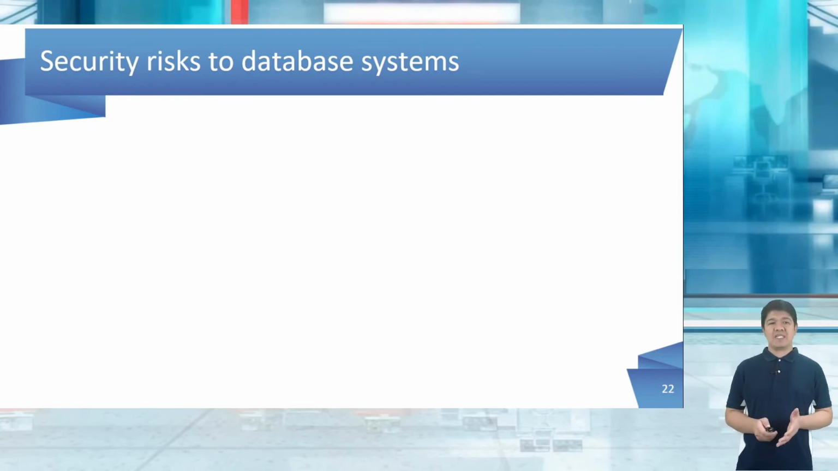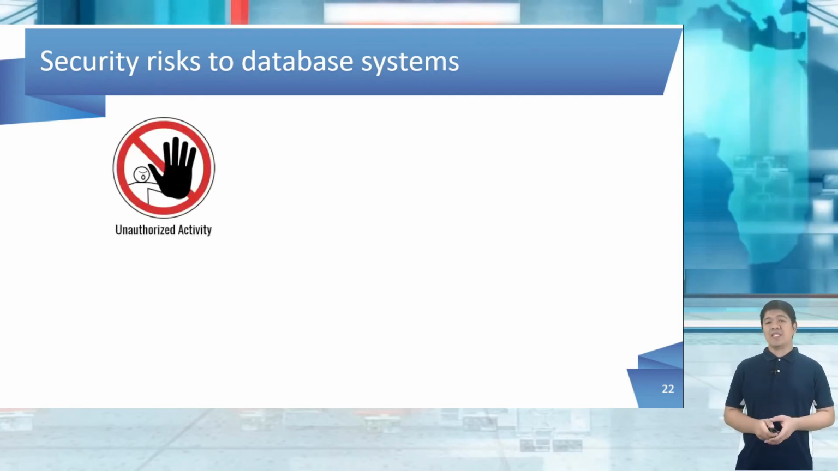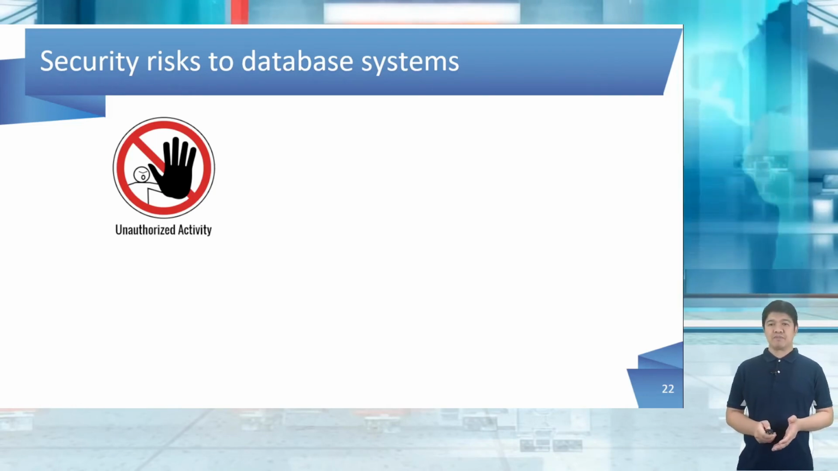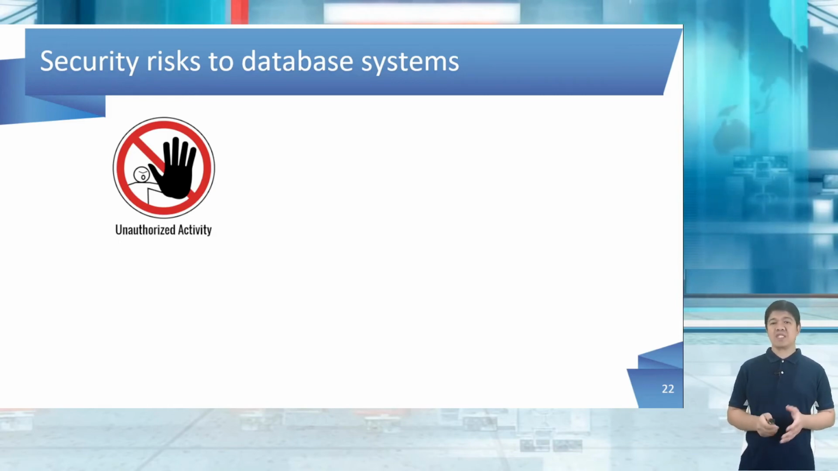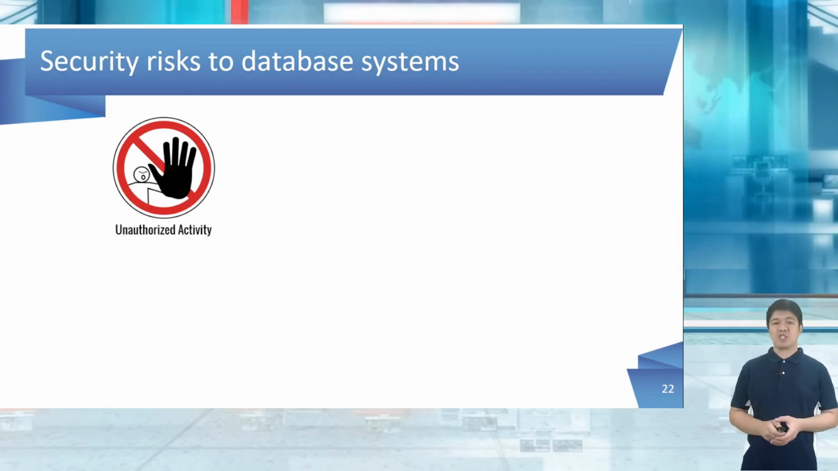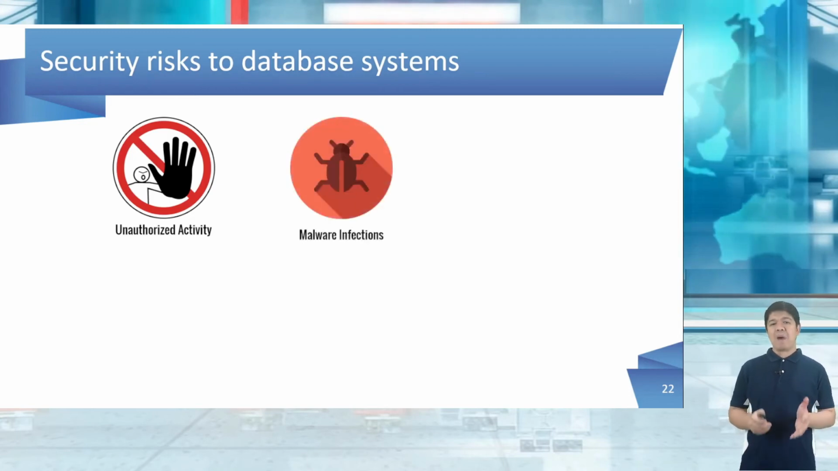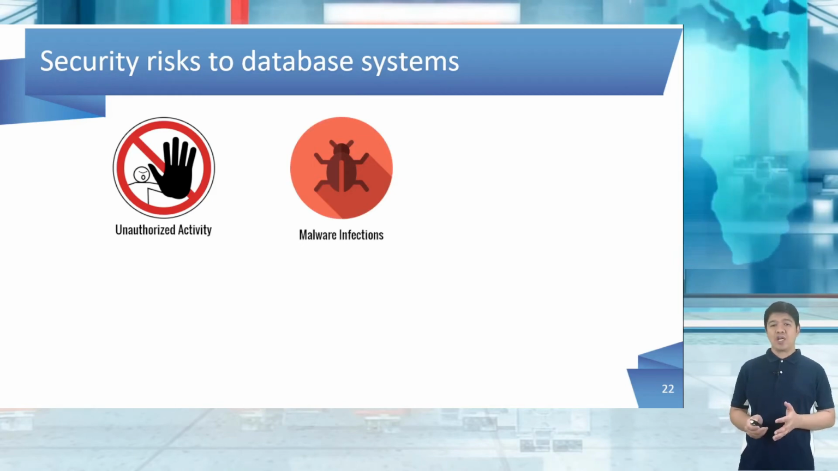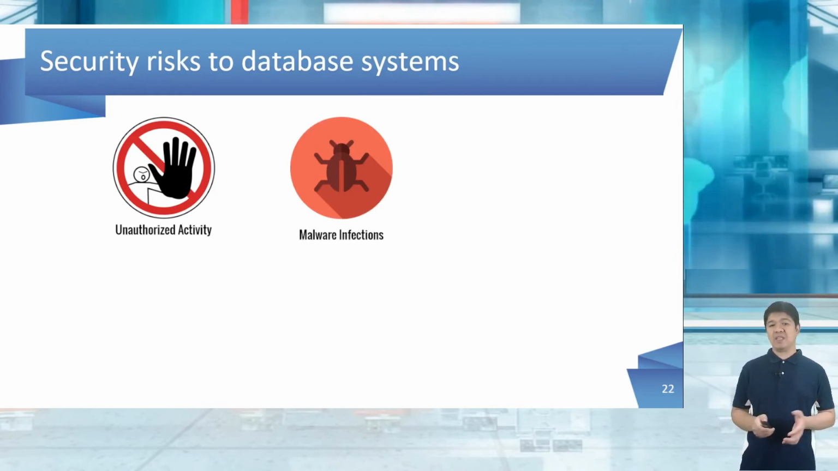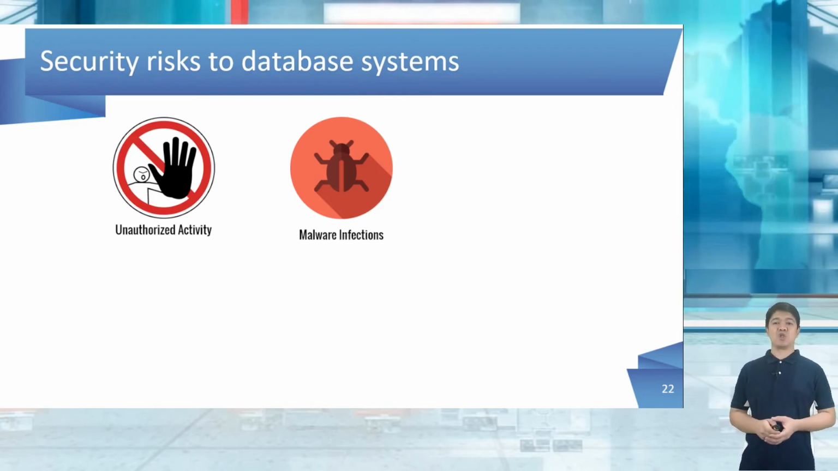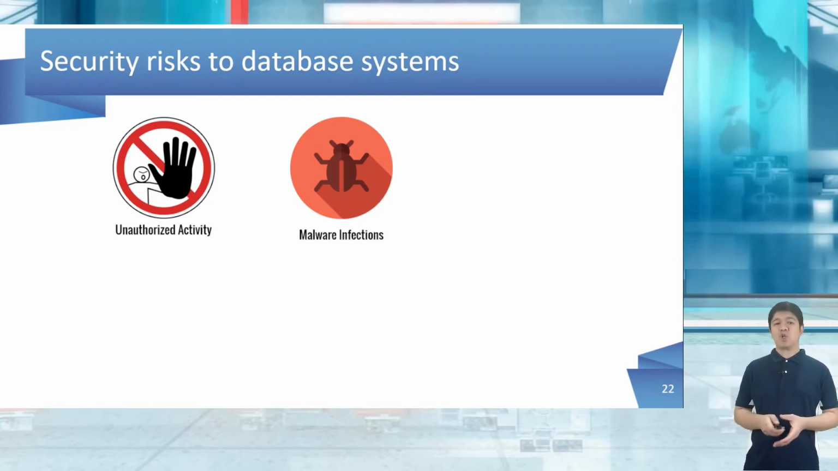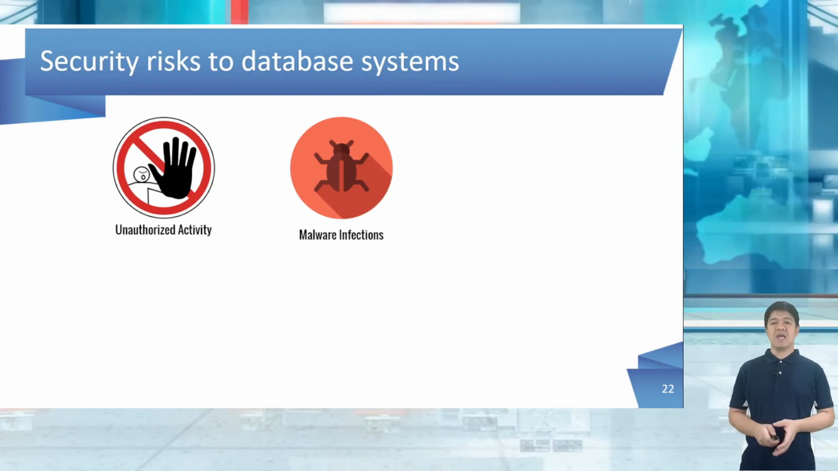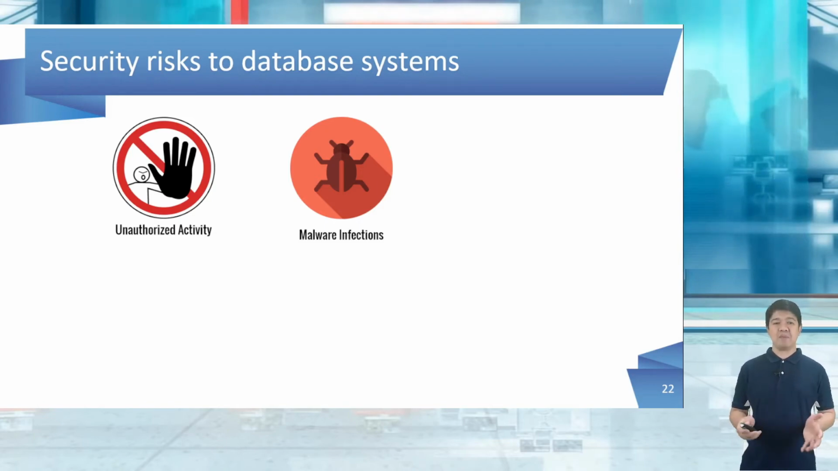Security risks to database systems. Unauthorized or unintended activity or misuse by authorized database users, database administrators, or network systems managers, or by unauthorized users. Malware infections causing incidents such as unauthorized access, leakage, or disclosure of personal or proprietary data, deletion of or damage to the data or programs, interruption or denial of authorized access to the database, attacks on other systems, and the unanticipated failure of database services.